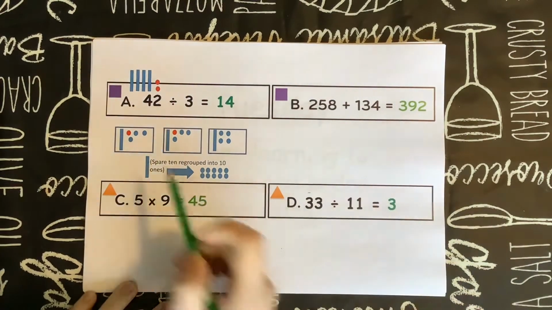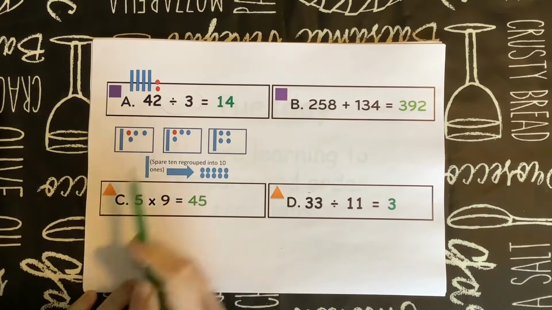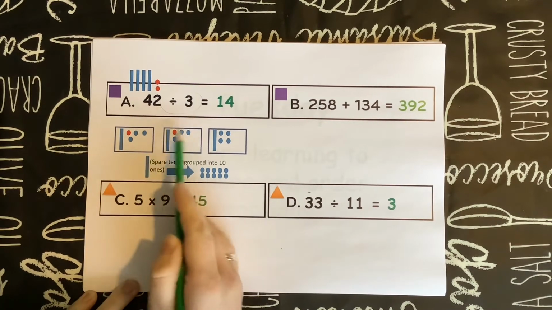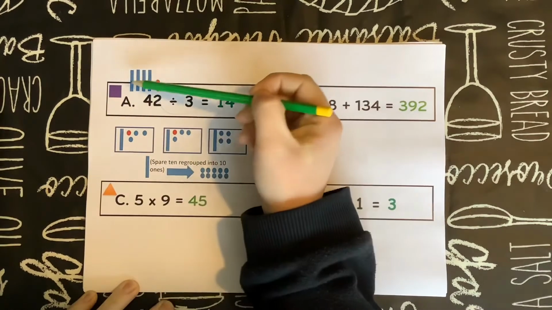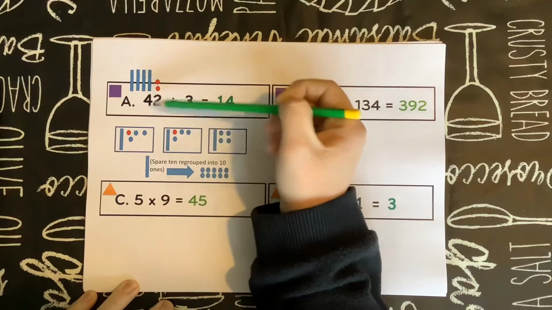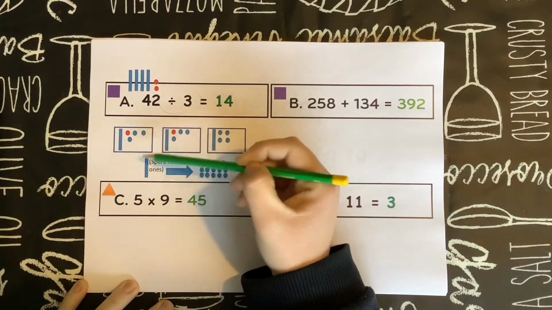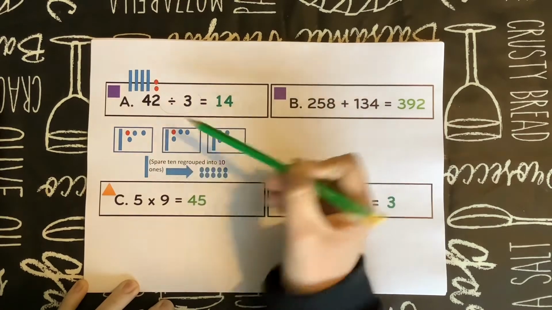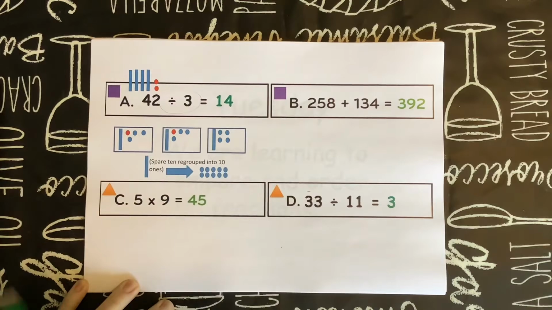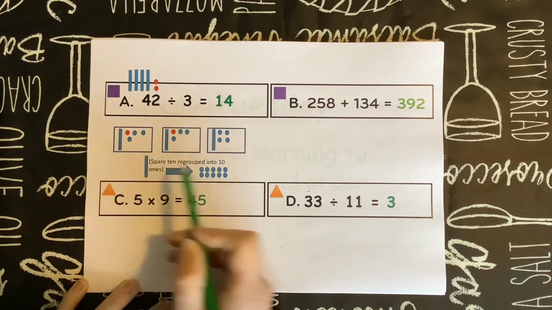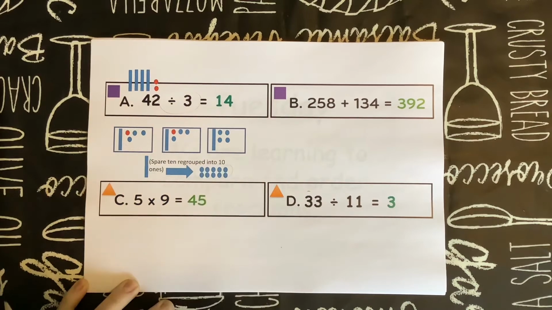The first one, you had 42 and you needed to share it into 3 groups. So what I did here was I got my 3 groups and I started with my 4 tens. I was able to share 1, 2, 3 of my 10s, and I had 1 spare 10 left that I couldn't share yet because it wouldn't be equal, because there would be 2 10s in this one, but only 1 in each of these. So what I did was I regrouped my spare 10 into 10 1s.